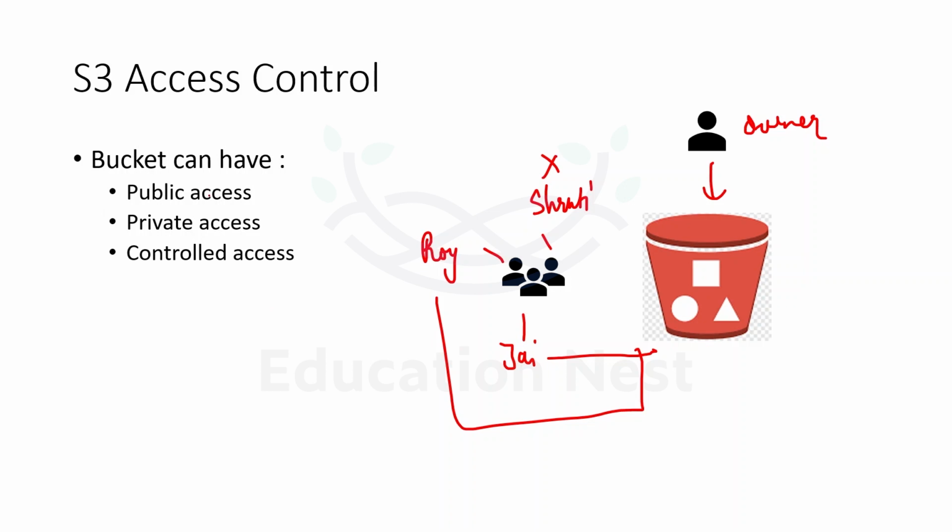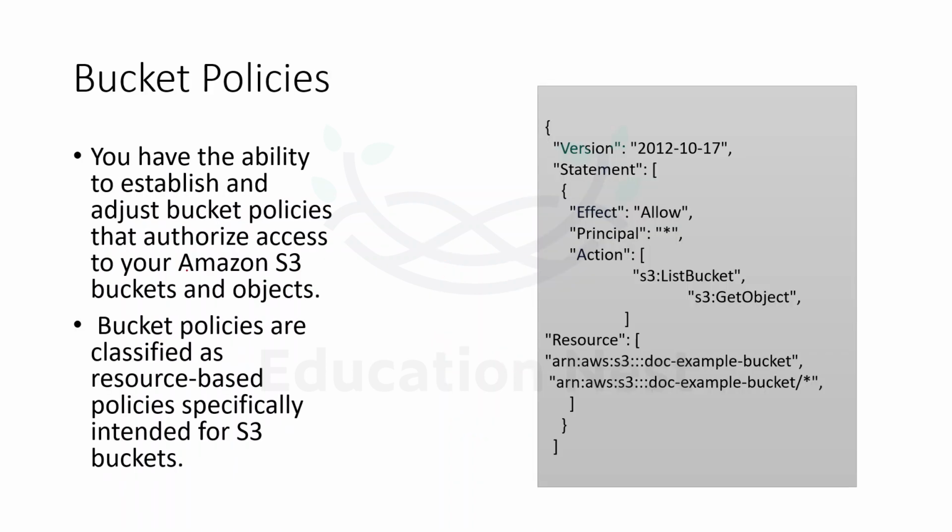So there are these three types of access that we can have. The public access, where the bucket is publicly accessible. By default, our buckets would be private, so only the owner of the bucket would be accessing our bucket and the objects. And lastly, we would have the controlled access, where we can control who can access the bucket. So how do we get this controlled access? For getting the controlled access, we have to create the resource-based policy for our bucket.